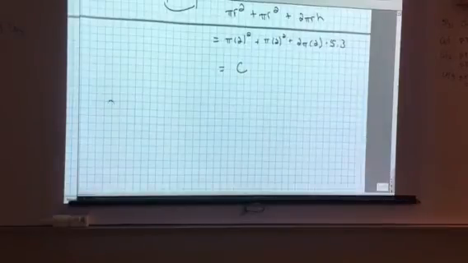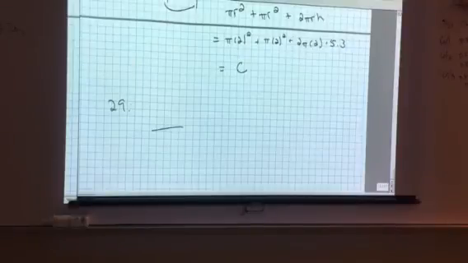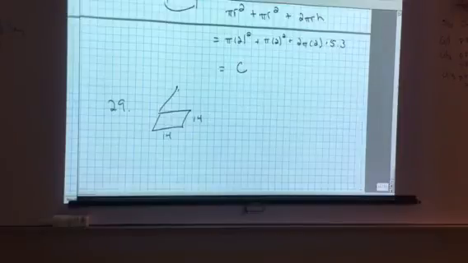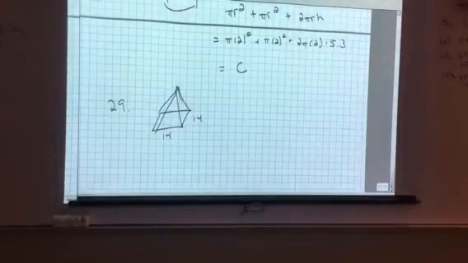All right, 29. Find the surface area of the lateral faces on the regular pyramid below. Well, the base is just a 14 by 14 square, so you can find the area of that really easily. And the triangle on the side actually gives you all the information you need for that too. They give you the slant height, which is 12.